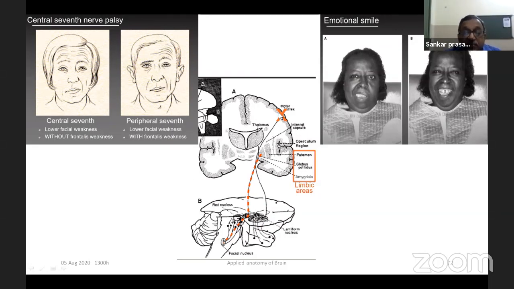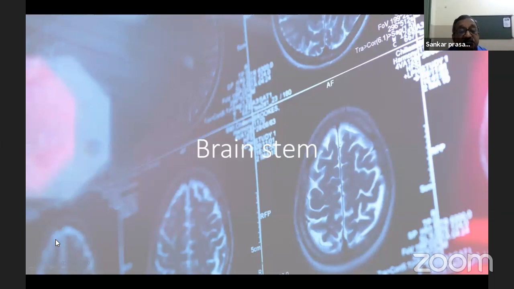If you look at this, the motor area comes down and controls the facial nucleus. Similarly, limbic areas also control the facial nucleus. So if there is damage only to the motor cortex, but limbic area connections are intact, the emotional smile is preserved. Normally if you ask the patient to smile, they may not, but whatever pleases this individual with stroke and facial palsy, they may develop a normal emotional smile. That's because of the dual connections, an important aspect of this. So that finishes our discussion about the brain.